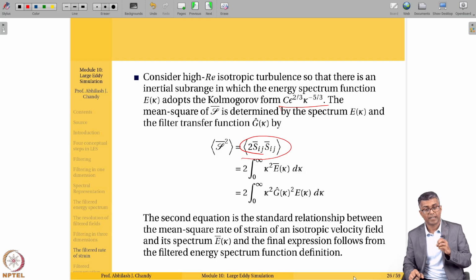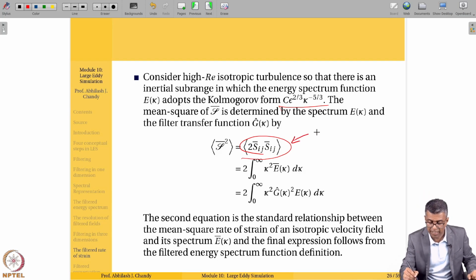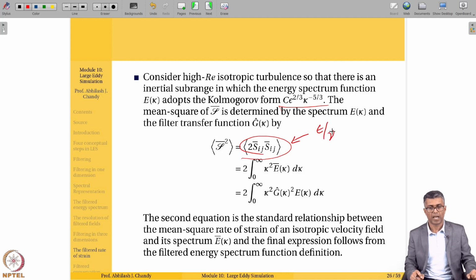Now, here is where I'm invoking something else. This is actually related to the dissipation rate divided by kinematic viscosity. I'm not going to go over the derivation, but the square of the characteristic rate of strain, which is 2 Sij bar mean, is given by the dissipation. It's proportional to the dissipation. So that is dissipation divided by viscosity.